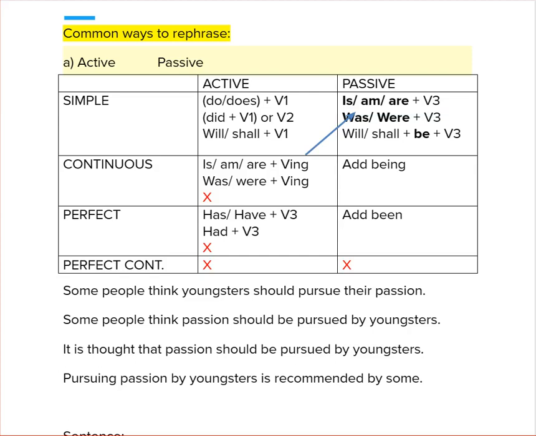Let's see examples on active and passive. Some people think youngsters should pursue their passion. Take passion first, then should, be, and the third form of pursue: passion should be pursued by youngsters. You can also write it as: it is thought that passion should be pursued by youngsters. Similarly, another way to write it: pursuing passion by youngsters is recommended by some.